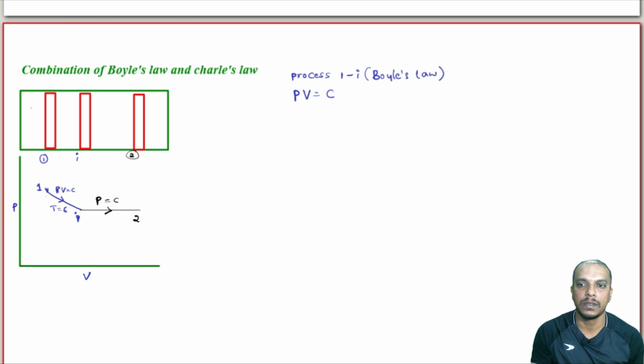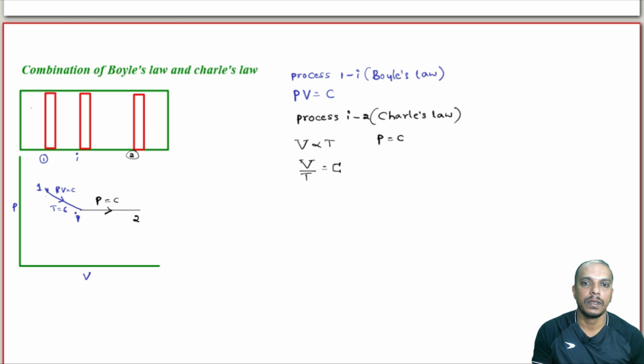Constant pressure process. So we can write process I to 2 satisfies Charles law, which states that volume is directly proportional to temperature, or we said that V by T is equal to constant. Now using these two laws, let us try to derive.